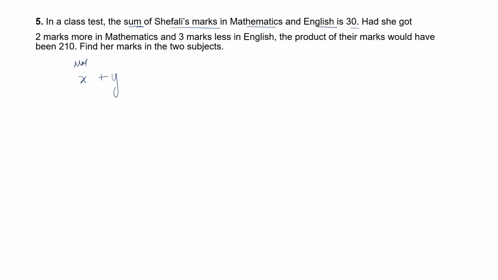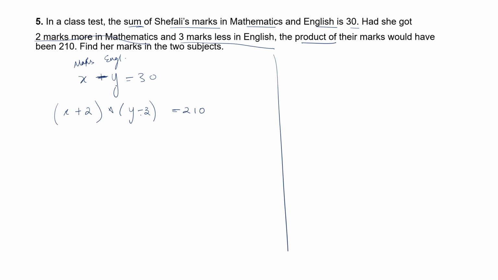This is her maths mark and this is her English mark, and the sum is equal to 30. Had she got 2 more in maths and 3 marks less in English, the product, which means multiplication, would have become 210. So using this we have to frame the quadratic equation.